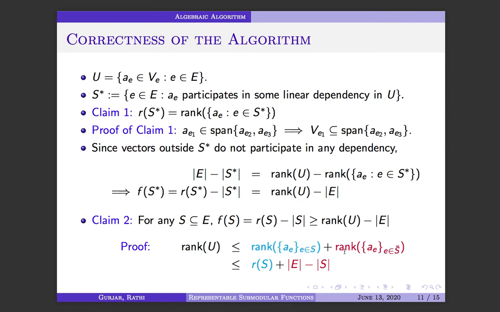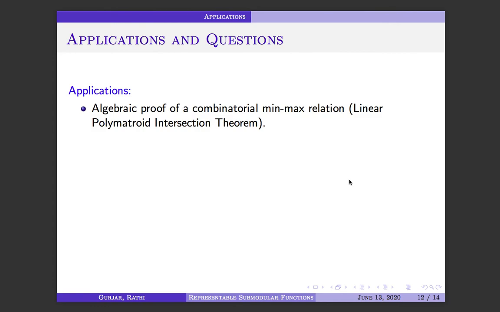And on the other hand, for this other set, the rank of these vectors corresponding to S complement can be at most the number of these vectors, and the number of these vectors is nothing but the cardinality of S complement, which is the same as cardinality of E minus cardinality of S. Now you can rearrange this inequality to get this claim. So this finishes the proof of our claim 2, and we get that S star is indeed a minimizing set for our function. So now let's conclude with some applications of our results.